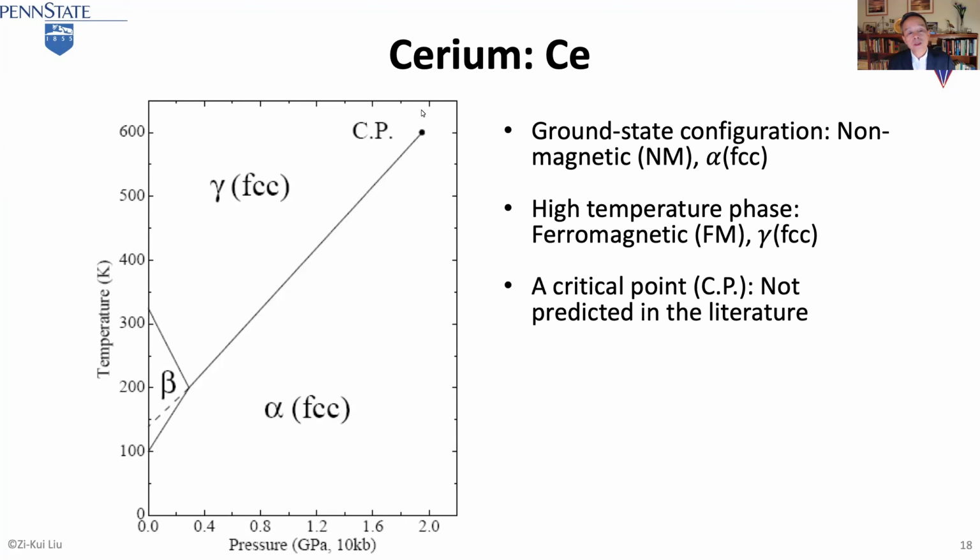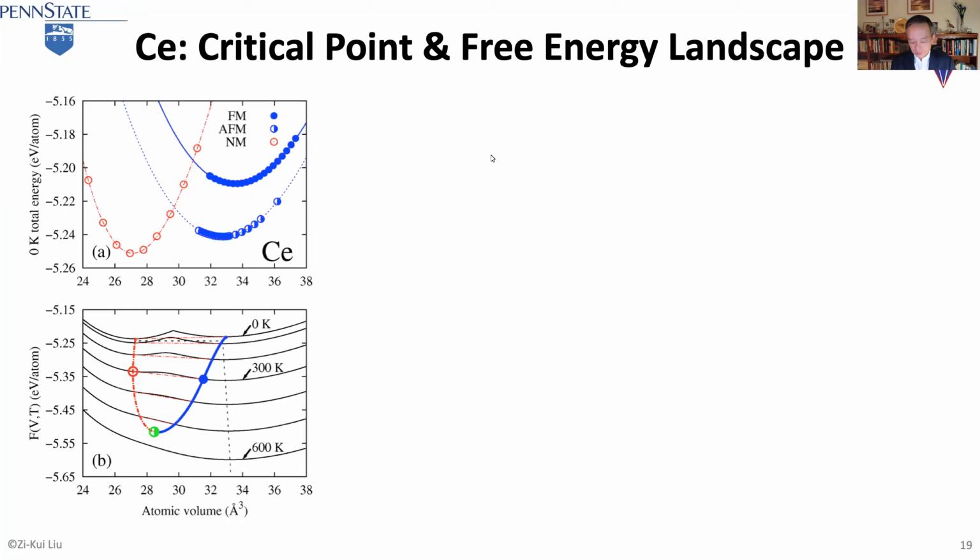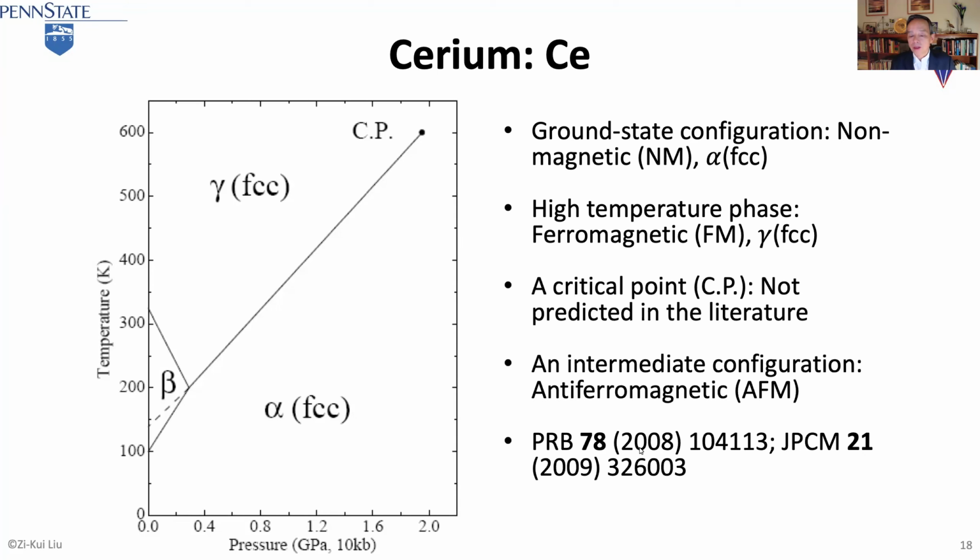And it also has a critical point. It has not been predicted in the literature so far. We know that between the ferromagnetic and non-magnetic, we may have another intermediate configuration, which is antiferromagnetic. We published 2 papers on this system, in 2008 and 2009.